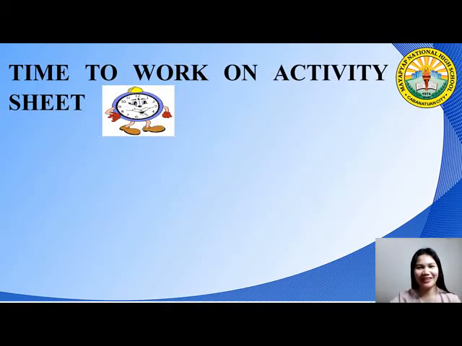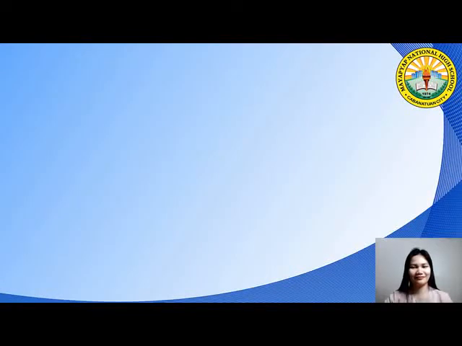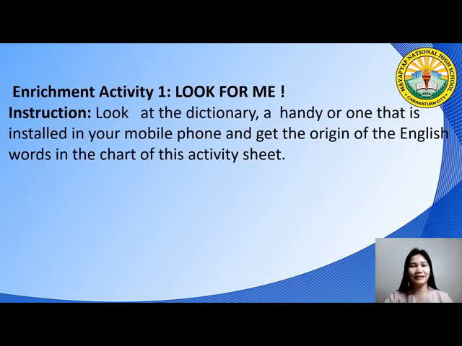It's time to work on activity sheets. Reminder, do not write anything on the activity sheets. Write your answer on a separate long bond paper. For enrichment activity 1, you're going to look at your dictionary, a handy one or one that is installed in your mobile phone, and get the origin of the English words in the chart of this activity sheet. Remember, I told you in your group page to have the dictionary that is within your reach.